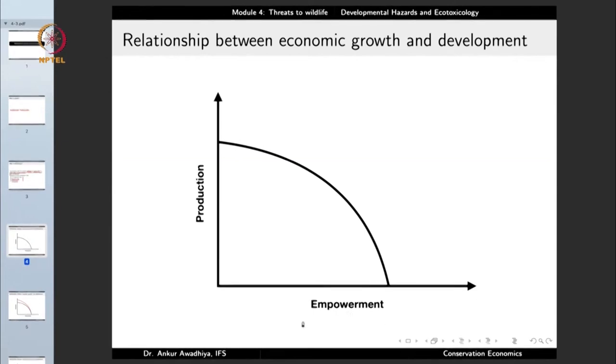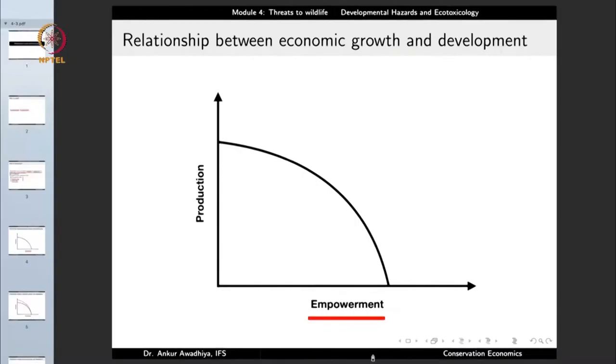So for instance, if you want to empower people, so this empowerment can be taken as an indicator of the development. Because when people are healthy, when people are educated, and when people are financially capable of doing things, then they are more empowered than when people are, say, unhealthy or they are illiterate. So empowerment is a proxy that we are using here for economic development. Production is another proxy that we are using for economic growth. What is the amount of production that an economy is doing? Now, this curve is telling us about a trade-off between production and empowerment.